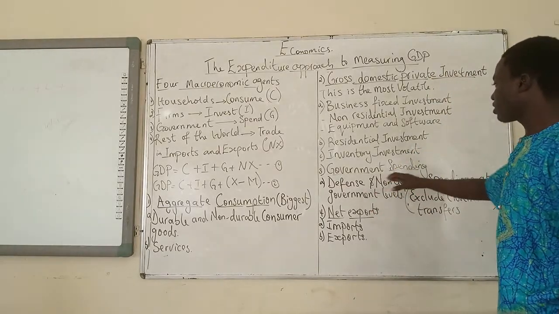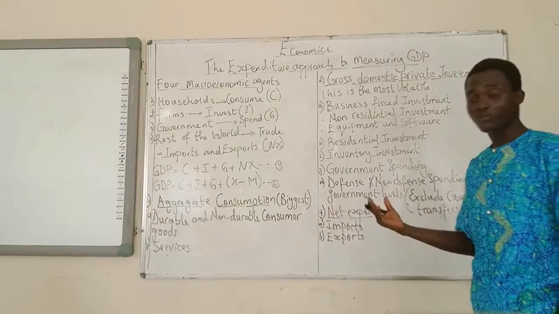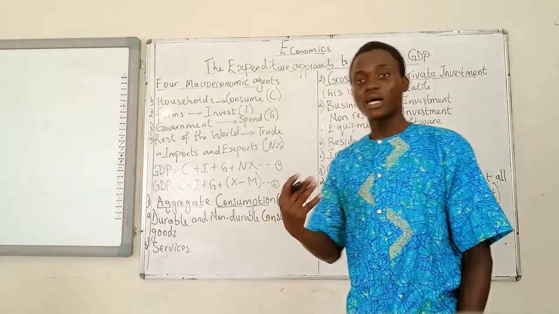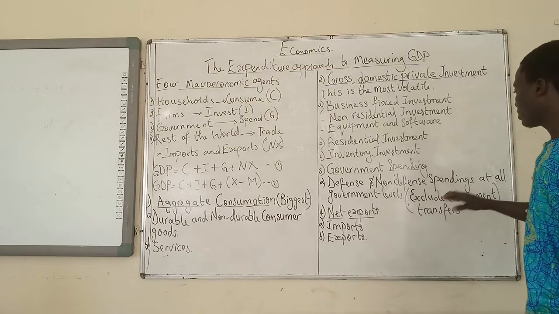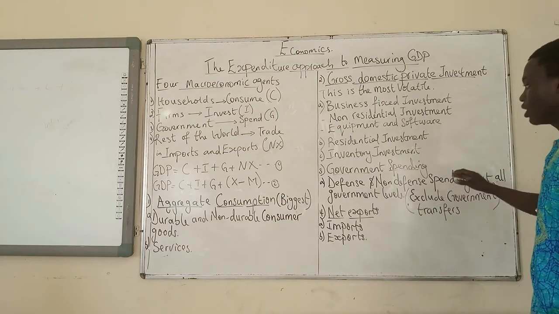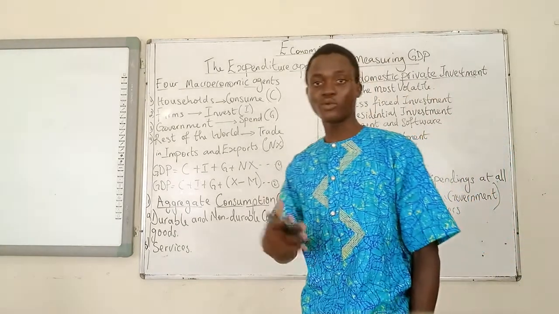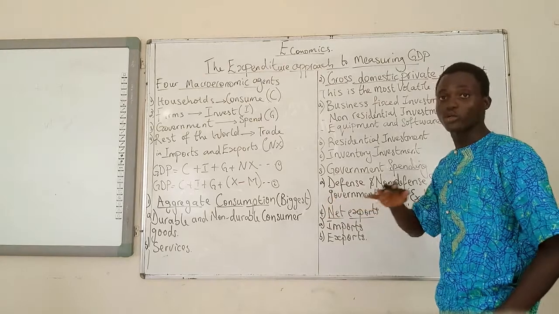Then number 3, we have the government spending. Of course, government spends. Government spends at all levels: federal level, state level, and local government level. The government generally spends on defense and non-defense items. So the guns, finance, the police force, the navy, and so on and so forth, which mostly occurs at the federal level.